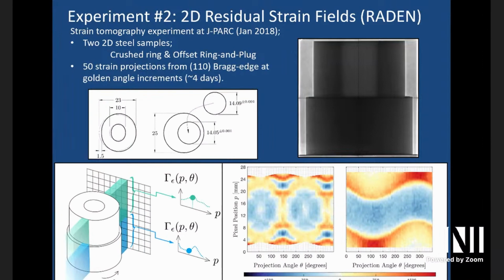Very different samples. The first one is like a distributed residual strain, or eigenstrain, if you like, whereas in the second case it's localized to the interface between the two. Nonetheless, they're both samples that have got residual stress. So there's stuff going on even though there's no external loads applied.